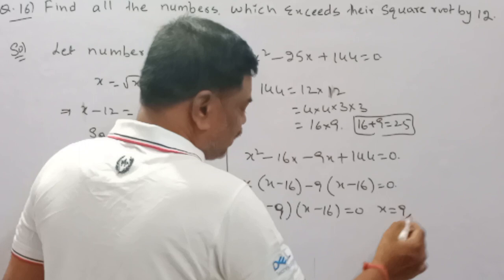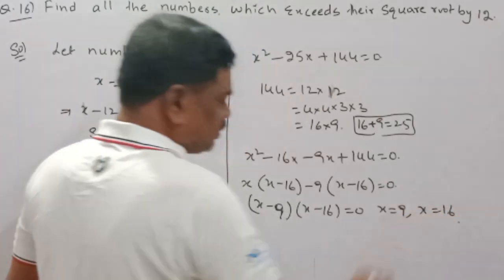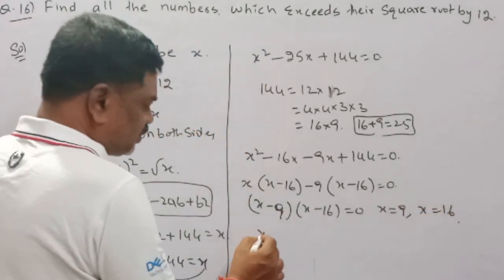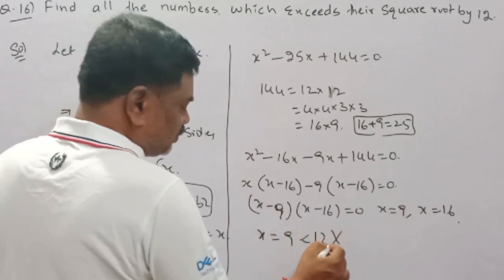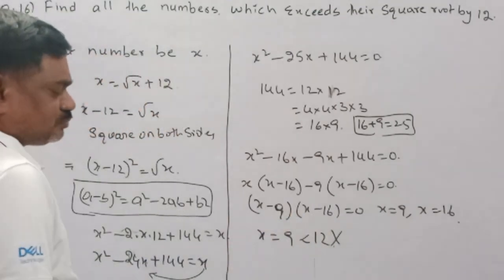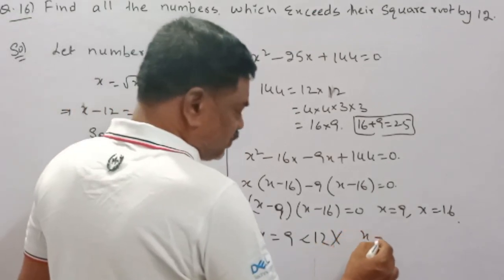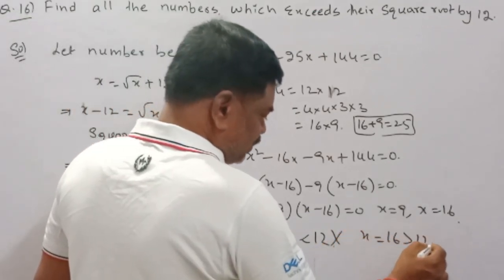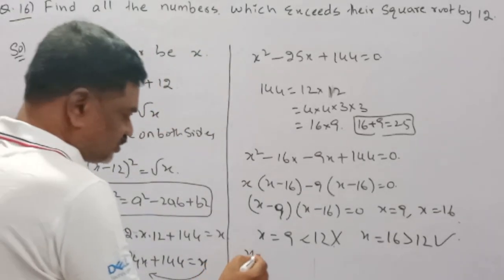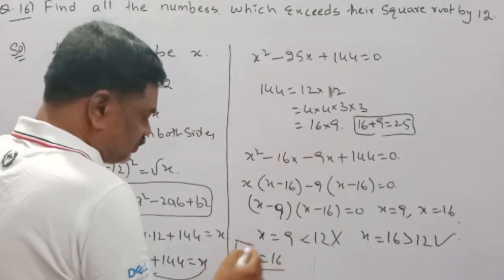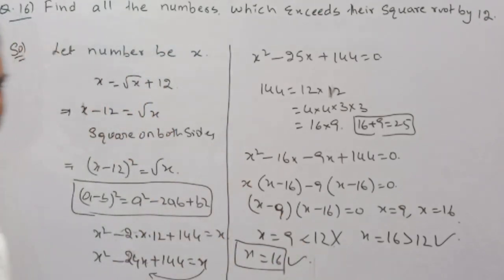x is equal to 9, x is equal to 16. Here x is equal to 9, which is less than 12, so this is not correct. And x is equal to 16, which is greater than 12. So x is equal to 16 is the answer. Okay, all of you. That's all. Thank you.